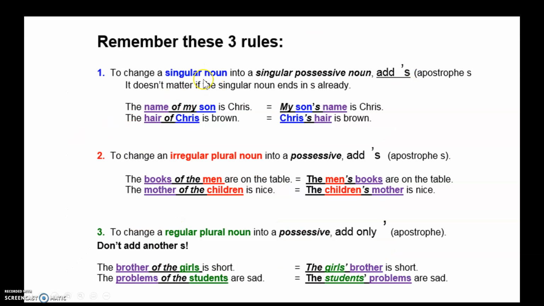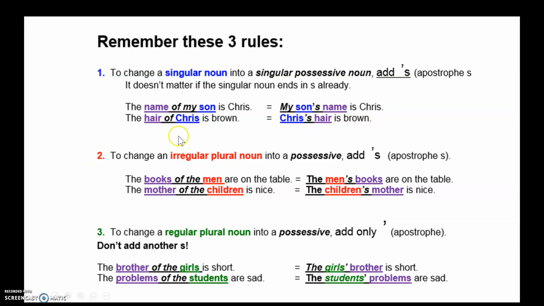So here's the summary of these rules. To change a singular noun into a singular possessive noun, add apostrophe s. It doesn't matter if the singular noun already ends in s. So the name of my son is Chris. My son's name is Chris. The hair of Chris is brown. Chris's hair is brown. You can see Chris already ended in s, so we put apostrophe s at the end of it.